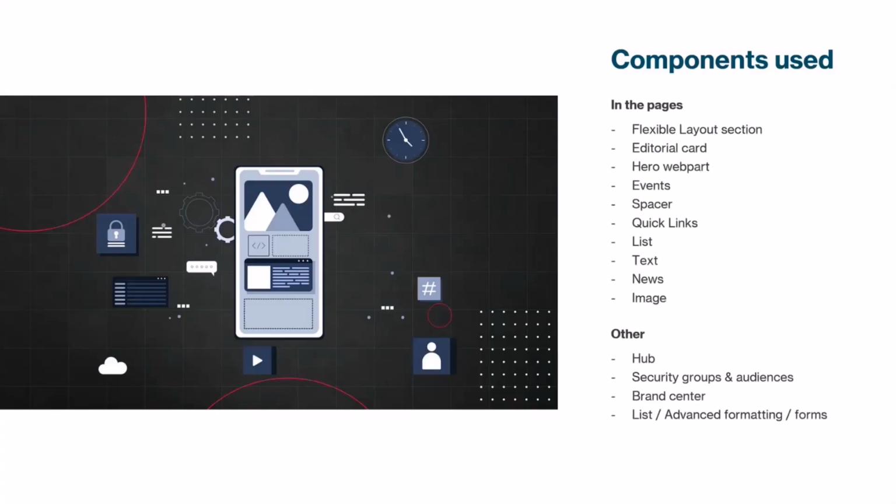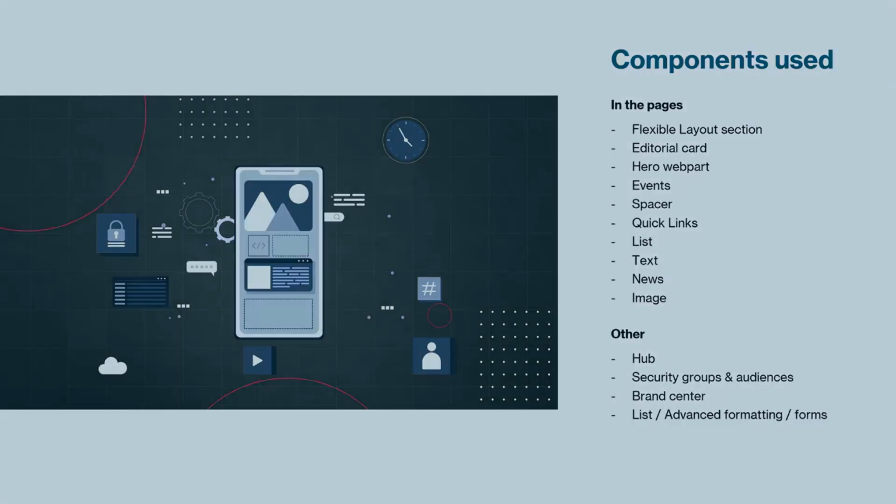The components I used, which I will explain in the demonstration, so I will go quite quickly, but I tried to use the new components: the flexible layout section, editorial card, and the updated hero web part. Then I have the classical components that I use in every intranet I create because they are really handy and really nice to use. I also use several features like the hub, security groups and audience, which I will talk about during my presentation, the brand center, and some advanced formatting for a list.